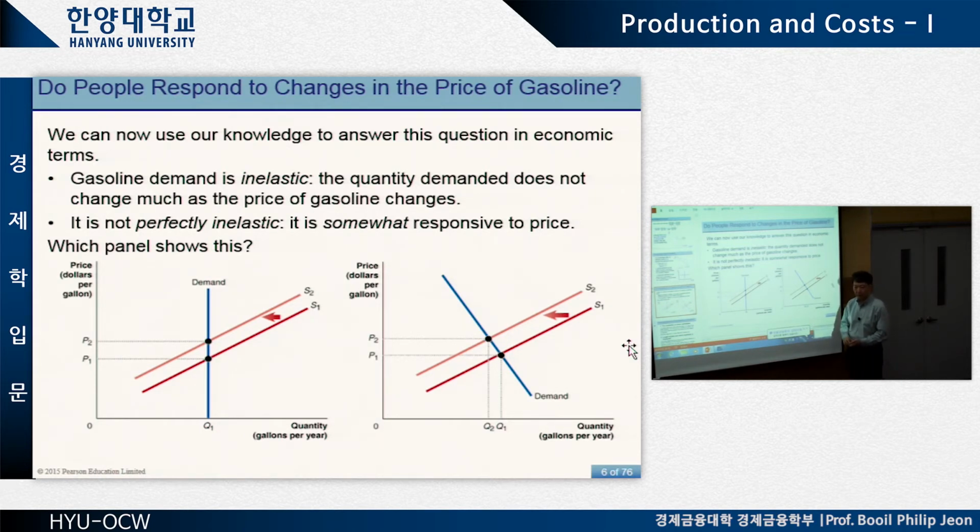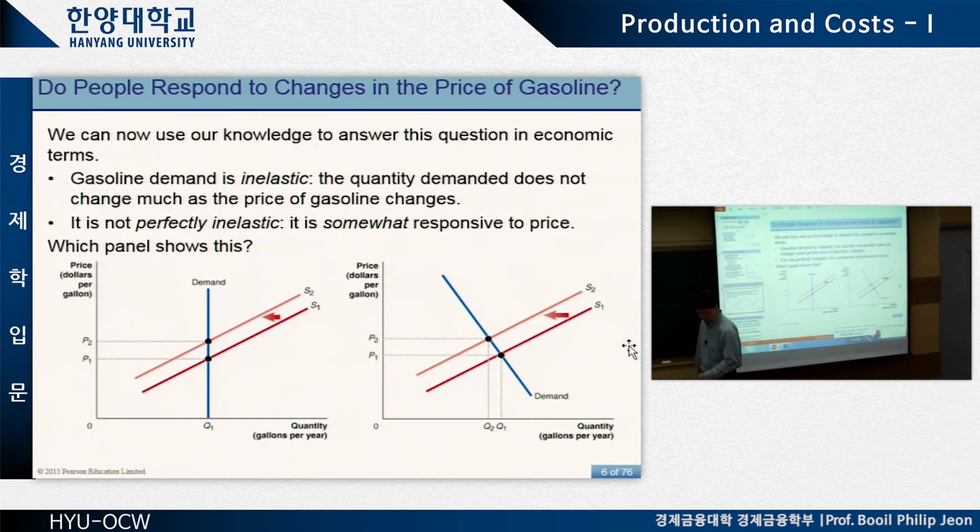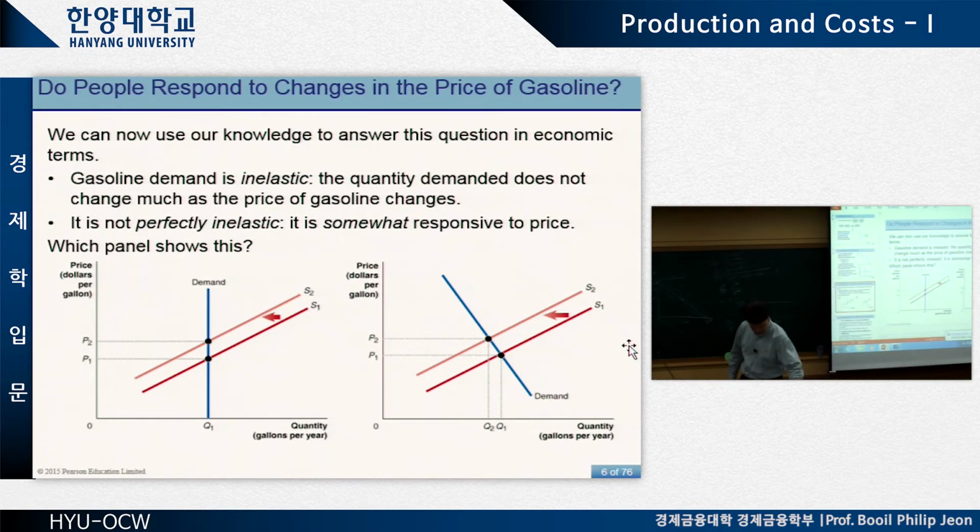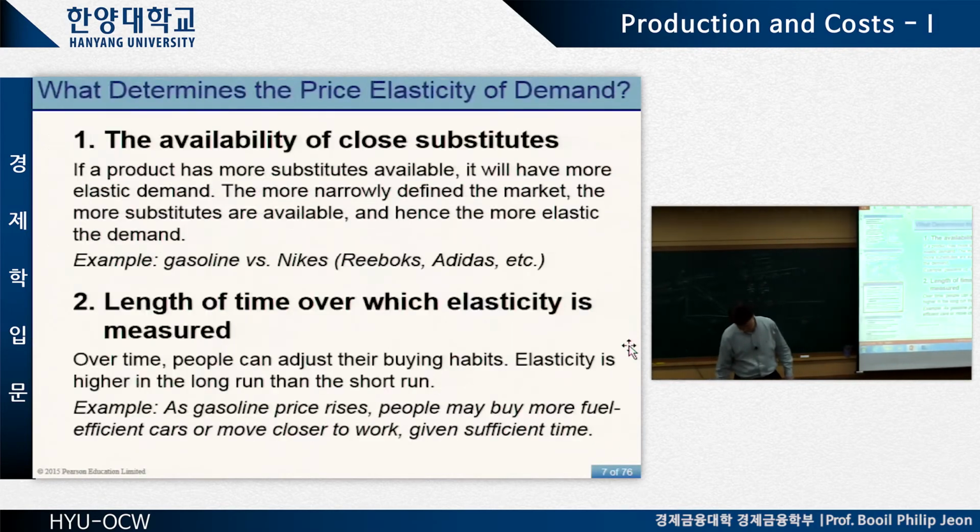Because even at a little higher gas price, you still have to go to work. You have to drive your car. You have to go to school. You have to go to, whatever, hospital, travel. So that's the idea: steep, or relatively inelastic demand. Gasoline is not a perfectly inelastic product.